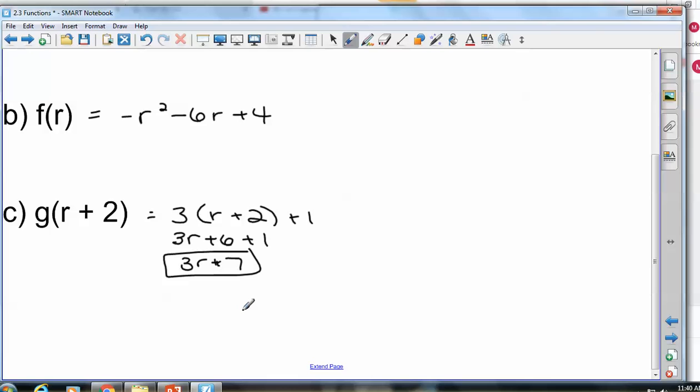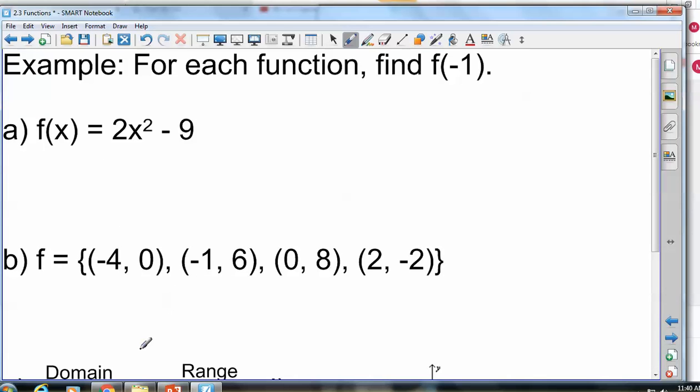I want to make sure we can evaluate functions if I give you something other than just the equation. So we're going to look at all the different ways functions might be represented and make sure we can evaluate. So for each of these, we're going to find f of negative 1. The first one is like what we just did. I gave you an equation, so we're just plugging in negative 1. Negative 1 squared is 1, times 2 would be 2, minus 9, which is negative 7.